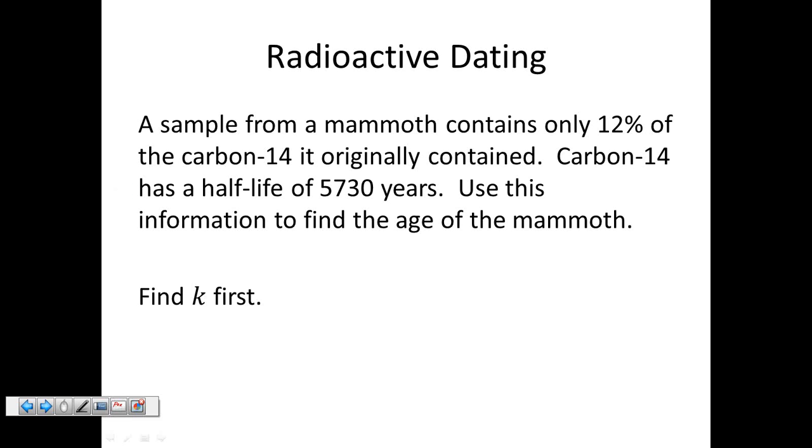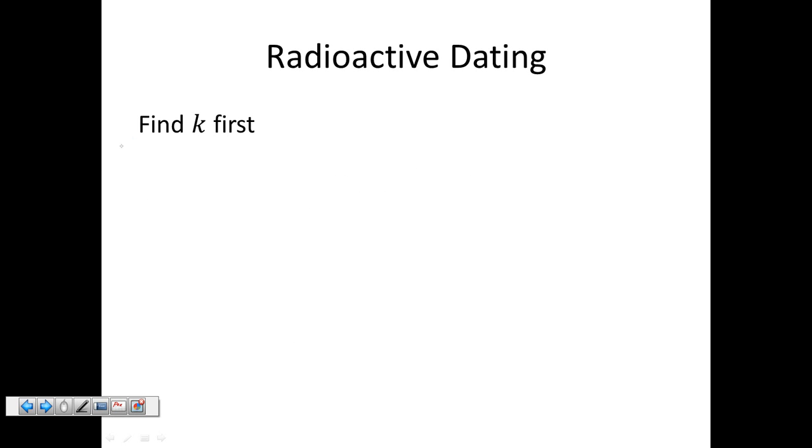All right, first of all, we have to find out what this K is so that we can plug it in to find the age of the mammoth. Then we have to find out how old the sample is. It all starts with finding that K first. So let's go ahead and find K. Now, it all hinges on that half-life of 5,730 years.